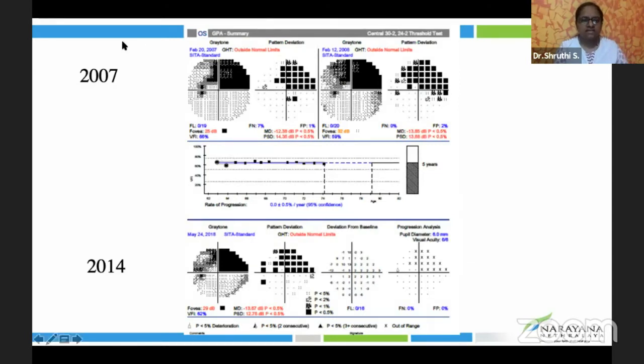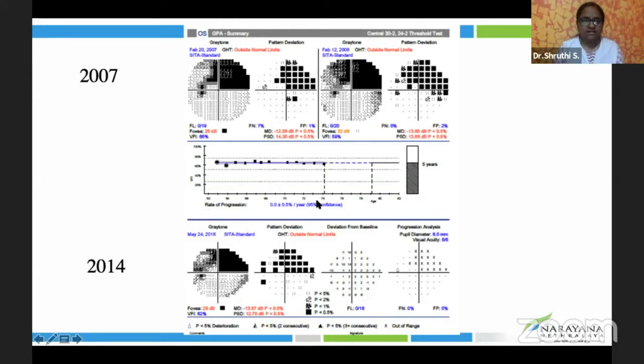This is another example of GPA summary where the patient was followed from 2007 to 2014. All the visual field indices are plotted here. So here we can see a stable field. There is no change in the fluctuation at all in the visual field index. So rate of progression is 0.